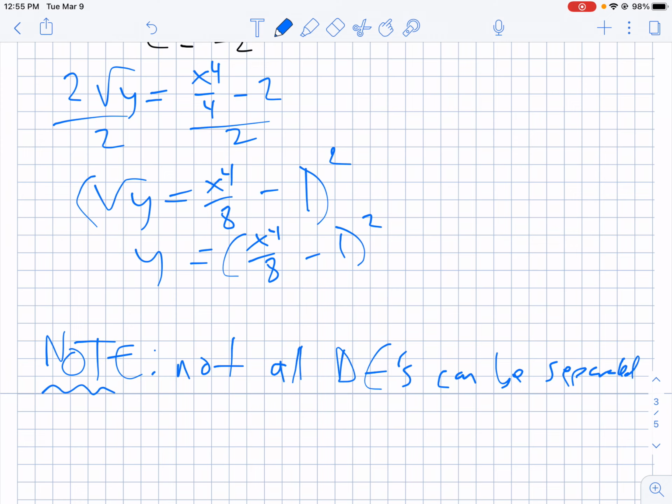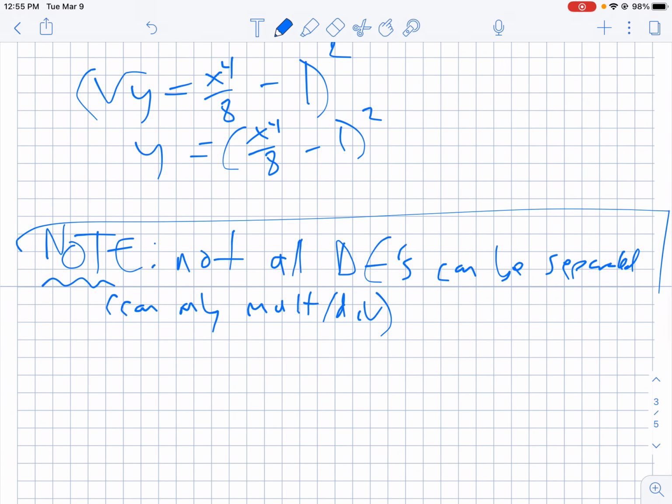Remember that when we separate something, we can only multiply or divide. Adding and subtracting are going to get us into trouble. So for example, if I give you a differential equation, even something that looks simple, like dy/dx is x plus y minus 3, this is something that's actually going to be impossible for us to separate. Even though it looks simple, separation of variables is not the strategy here.